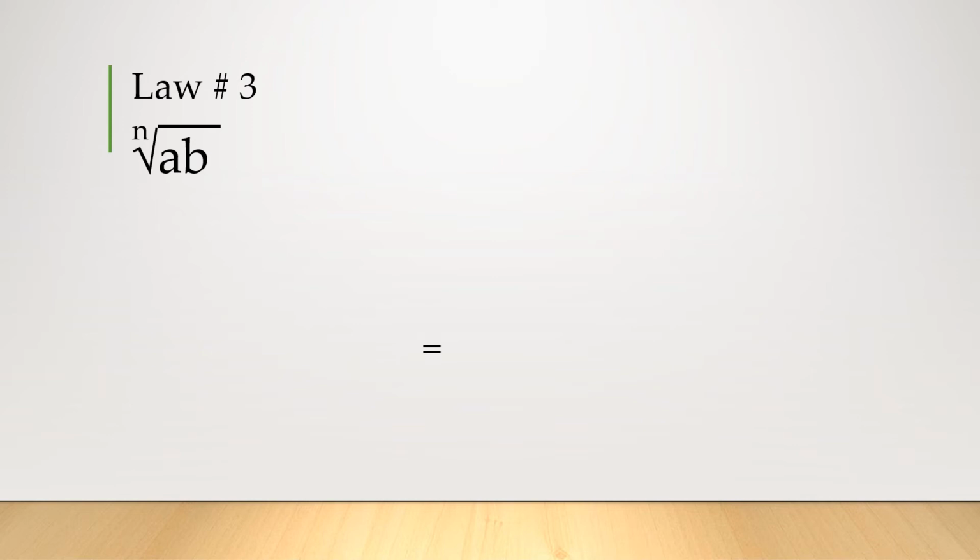I have here the nth root of a times b. So it means here, we have a product. Okay? Now, it says that that is equal to the nth root of a times the nth root of b. It means you can separate them into 2 factors. Okay? Then you can multiply them. The same index, of course.